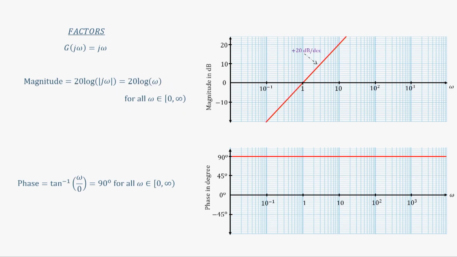So, if that is for 1 by j omega, what will it be for j omega? For j omega, it will be basically 20 log of omega, that means it will be a plus 20 dB per decade line. For 1 by j omega it was minus 20 dB per decade line, for plus j omega it will be plus 20 dB per decade line. And the angle in case of 1 by j omega was minus 90 degrees for all frequencies, now it is plus 90 degrees for all frequencies. So, we are done with 3 factors. Now, we will look at the next one.